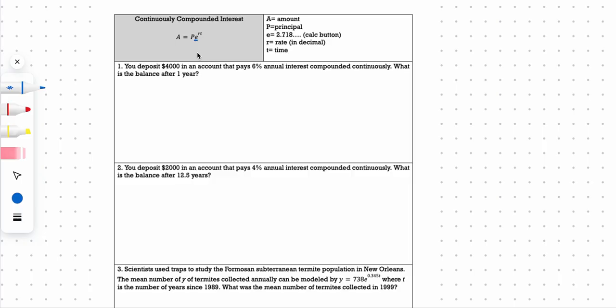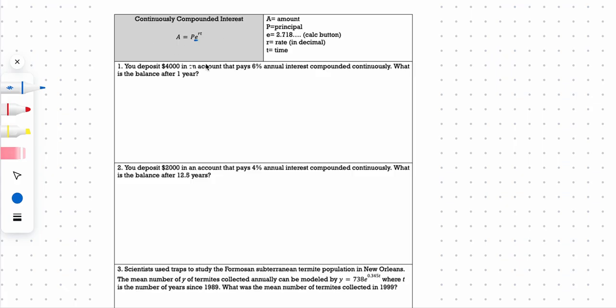Do not get it mixed up with a variable. It is a number, 2.718. So you don't need to plug anything else into it. It's just 2.718. And then we raise that to R, our rate in decimal, times the time.